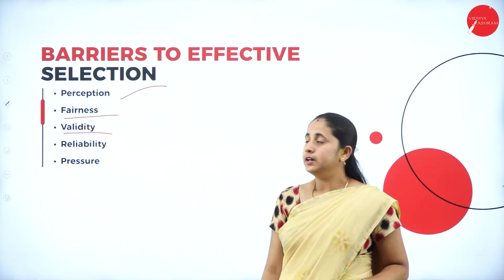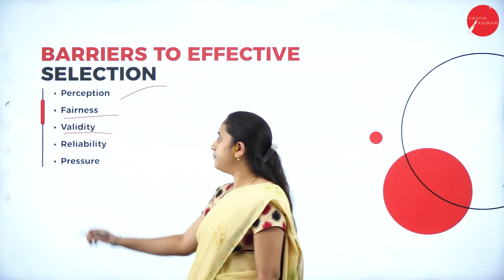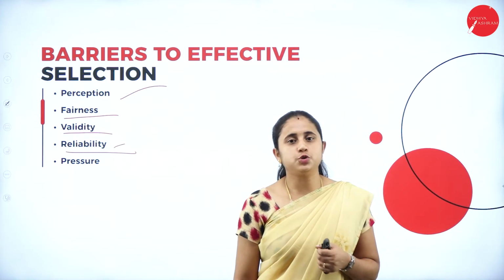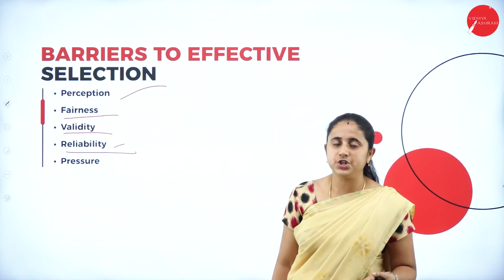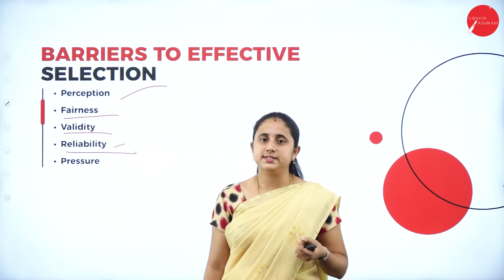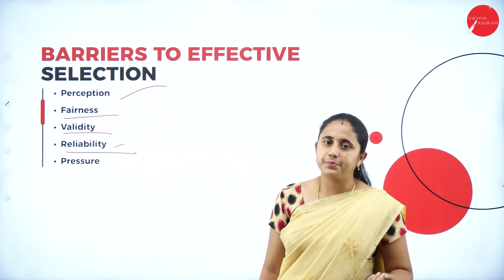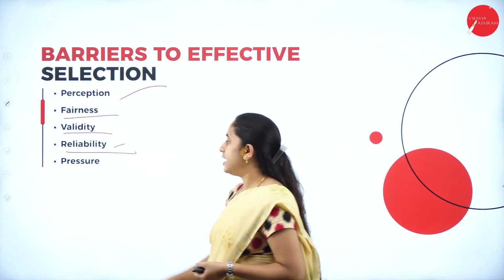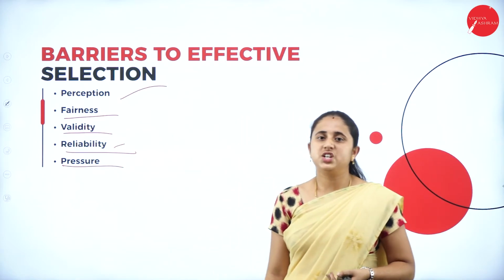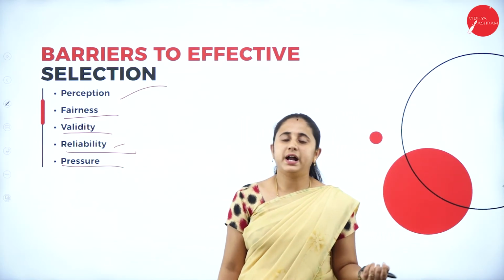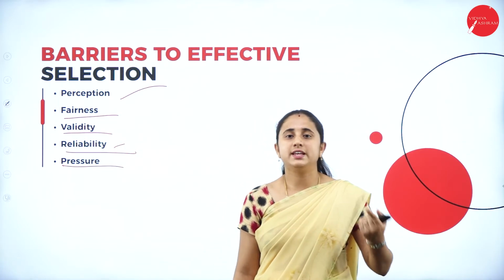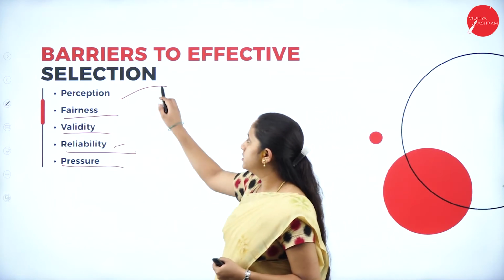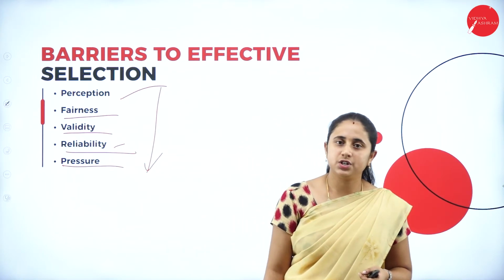Next one, reliability. Reliability means the management fails to analyze or appreciate an individual's performance. So performance appraisal, if they fail to appraise or appreciate the individual performance, comes under reliability. Next one, pressure. Pressure from external sources like political parties and higher authority in the selection process is a barrier for the selection process. So all these are the barriers for the selection process.